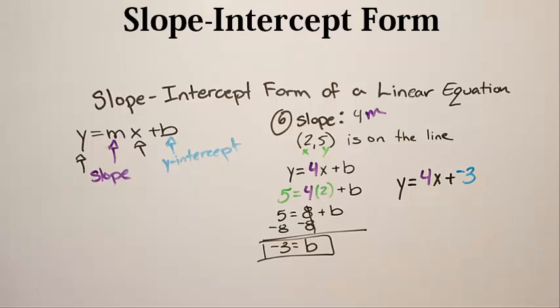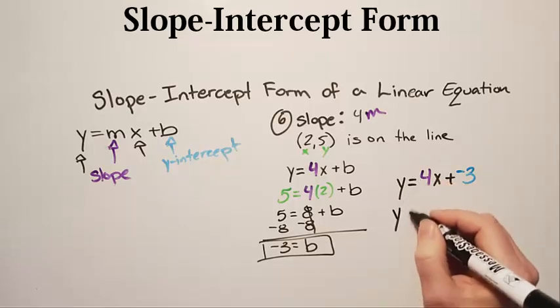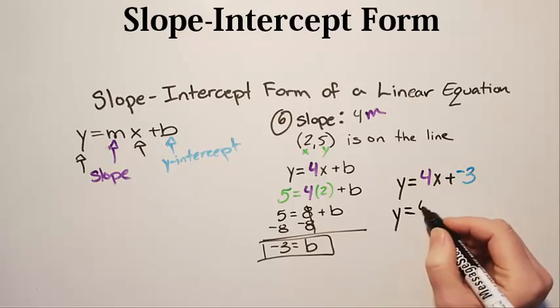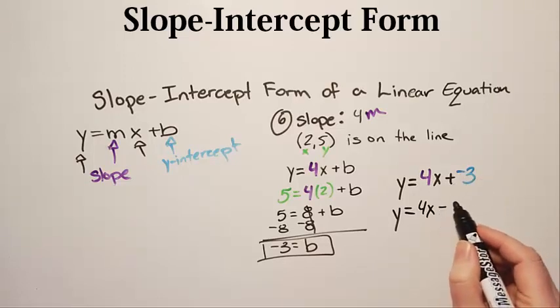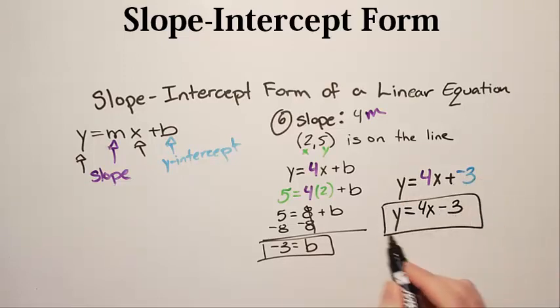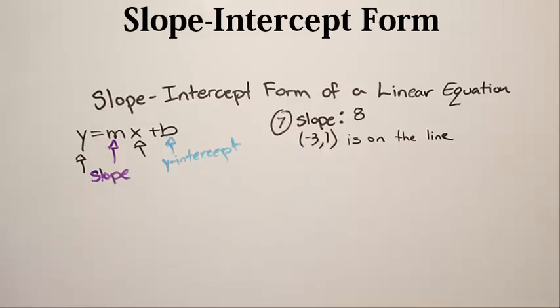Now simplify this if you can. y stays as y equals 4 times x is still just 4x. And if I'm adding a -3, that's the same thing as subtracting 3. And so this is my equation, and I'm done.